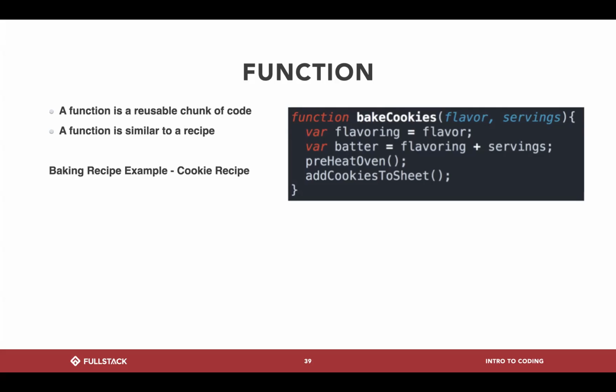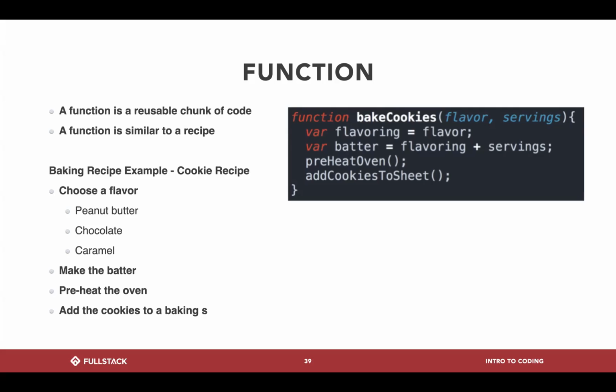So an example for a cooking recipe, we have this function called bake cookies. The first thing it does is define this variable flavoring, which is equal to some flavor that I pass in through this function and say, hey, use this flavor. So I could pass in peanut butter, I could pass in chocolate, I could pass in caramel. Then the next thing we do is define this variable batter, and that is equal to the value of flavoring, which we just defined right above this, and then servings, which I'm going to pass into this function when I call it. Then the next thing we do is preheat the oven. We call some function that we've defined somewhere else to preheat the oven, and then add the cookies to the baking sheet.